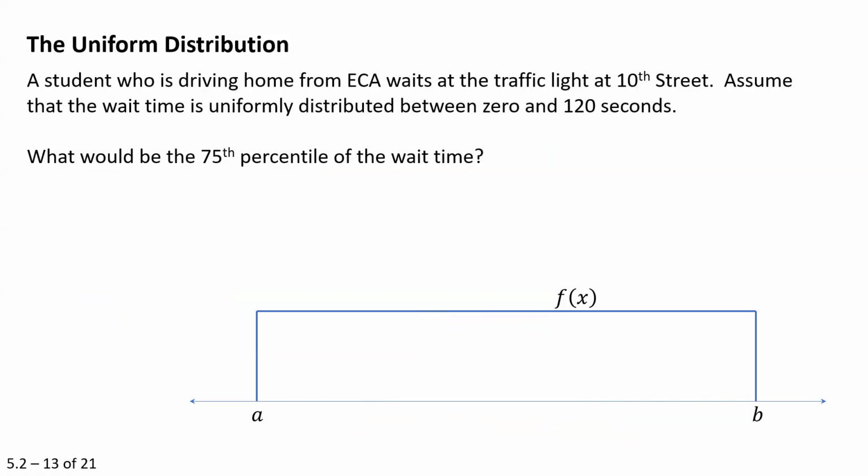What would be the 75th percentile of the wait time? Am I going to be slicing it somewhere on the left or on the right? The right, yeah, in such a way that how much area is to the left when I'm slicing it here? How much area is to the left if it's the 75th percentile here? 75%.